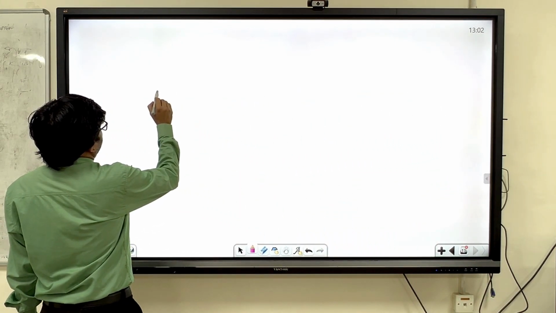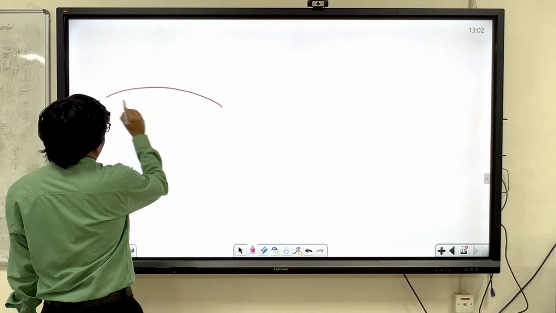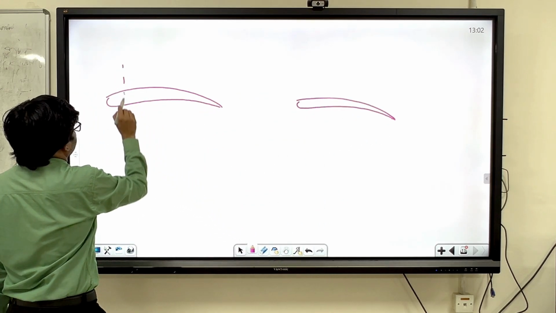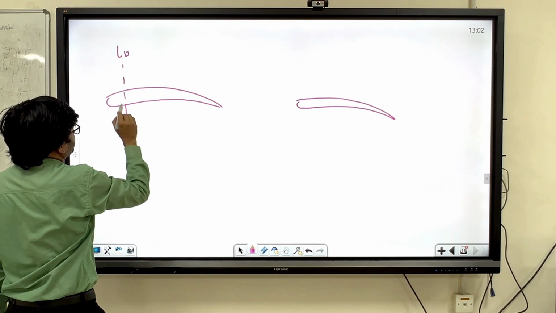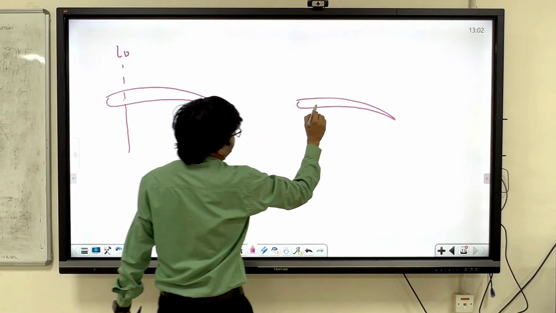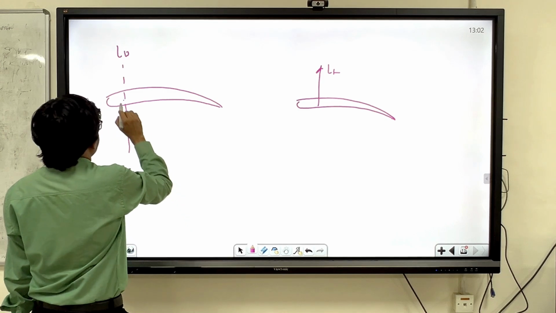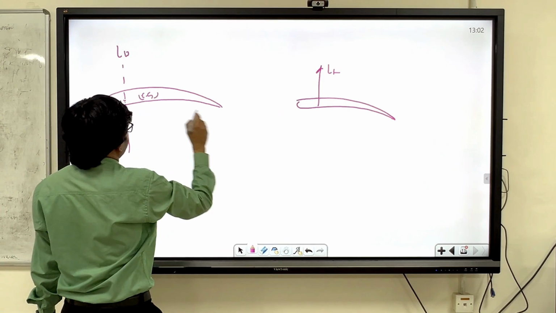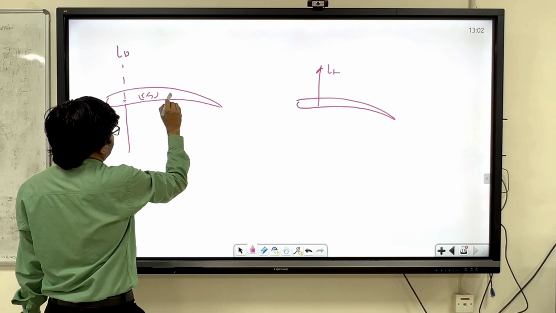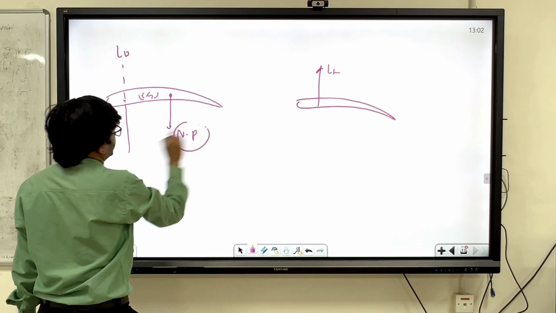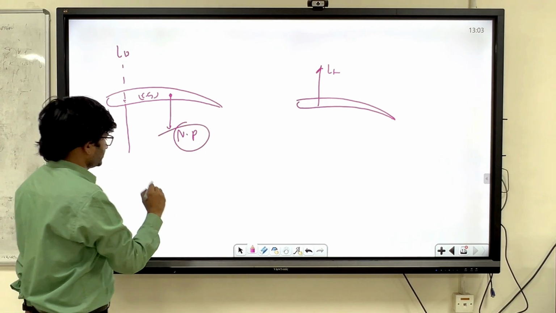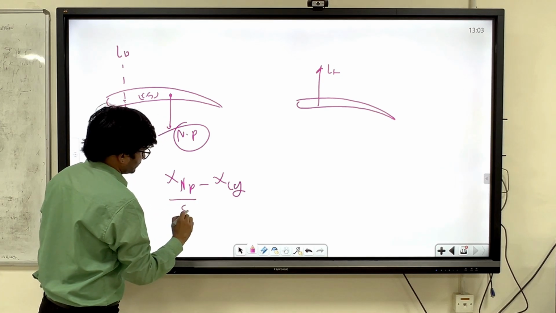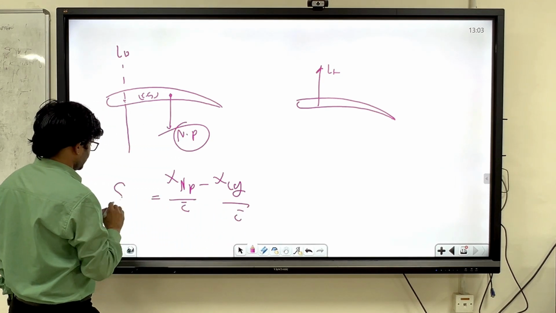Now initially this was my wing lift and this was the tail lift after that, and CG was somewhere here. Okay, now due to this tail I moved the aerodynamic center somewhere here, and this point we have located as the neutral point. Okay, now the distance between the neutral point and the CG with respect to the chord is known as the static margin.